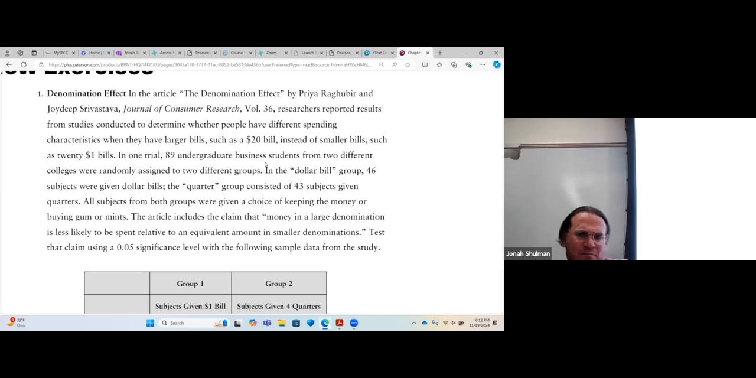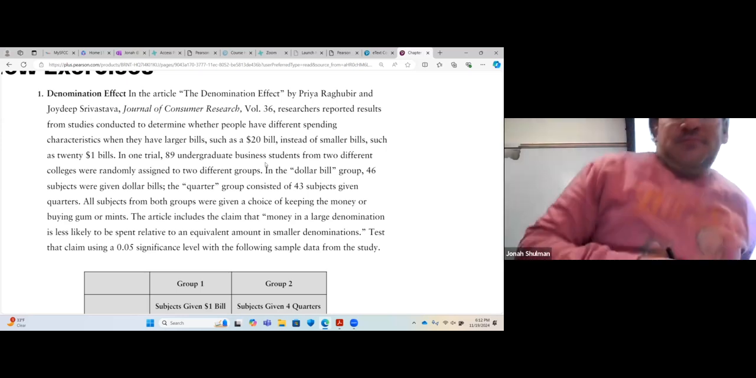The article includes the claim that money in a large denomination is less likely to be spent relative to an equivalent amount in smaller denominations. Test that claim using a 0.05 significance level with the following sample data from the study.